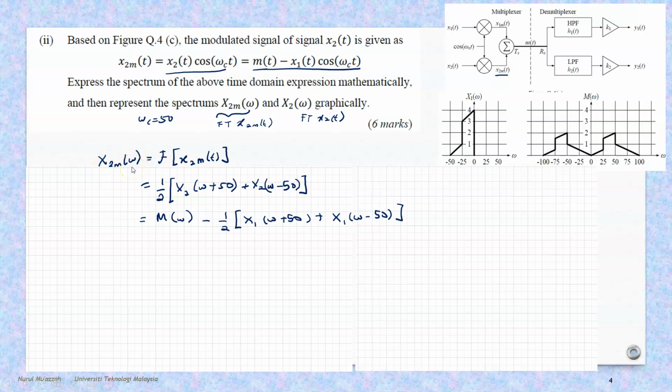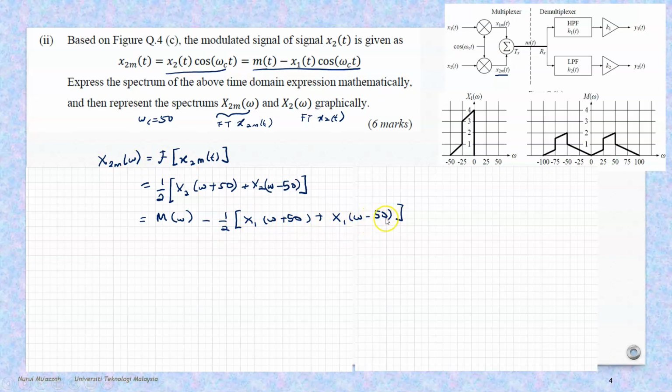If you want to express it as a mathematical expression, we just have to Fourier transform the signal in the time domain X2M t. So if we use this equation, it is just 1 over 2 X2 omega plus 50 plus X2 omega minus 50. So this is the Fourier transform for X2M omega. And if you want to use this equation, either one is accepted: M omega minus 1 over 2 X1 omega plus 50 plus X1 omega minus 50.